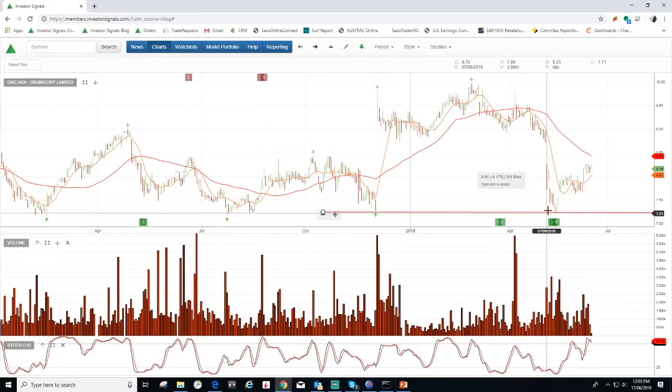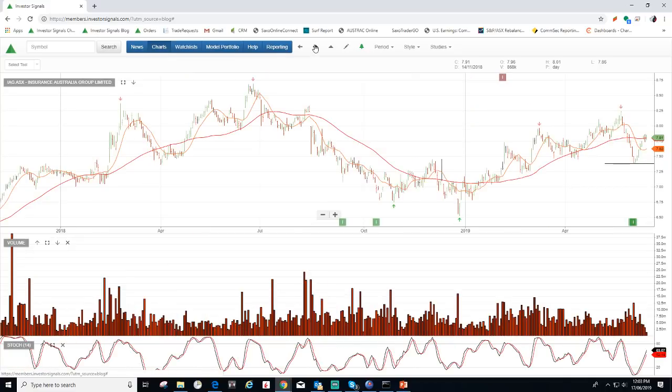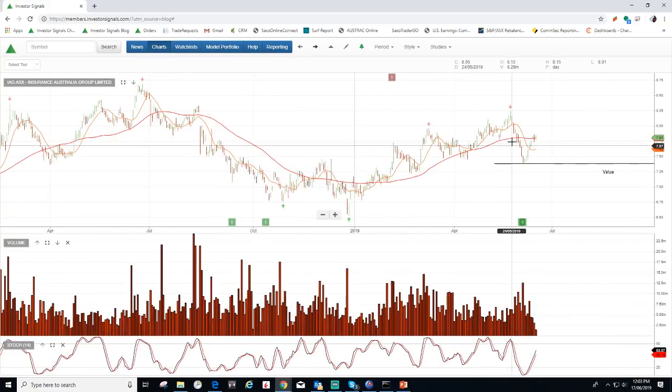GrainCorp. So this was one that we had the algo buy signal down here at 724, now pushing 820. So that's one that we like. Insurance Australia Group, so we like this. We had the buy signal, and I flagged this on the blog at around 740, now pushing 780. So again, you could look at selling an $8 call option over this into October, November, and stripping out the upcoming dividend.